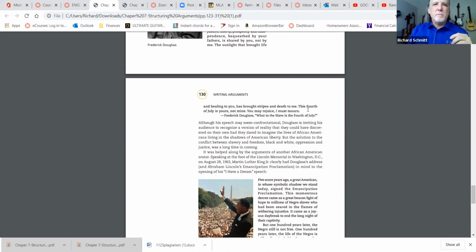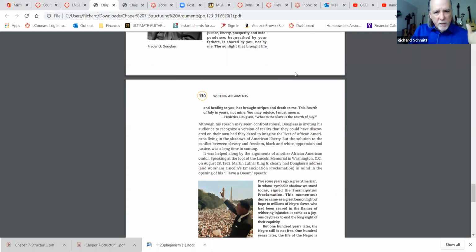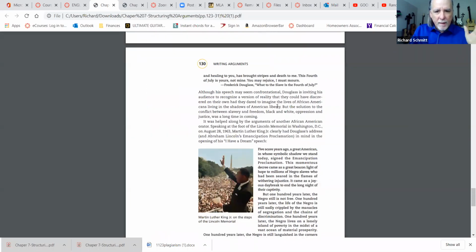And it might seem incendiary. I don't know if you know that word, but it means fiery. It wants to stir things up. Or it could just be Frederick Douglass being very smart and saying, somewhere on here it says, inviting his audience to recognize a version of reality that they could have discovered on their own, to imagine the lives of African Americans, etc. So he's kind of practicing Rogerian.